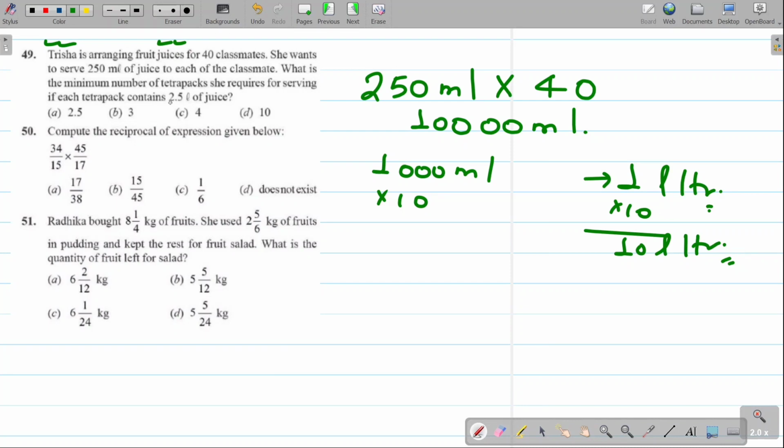So 1 tetra pack contains 2.5 liters of juice. So how many tetra packs would be required? So 10 divided by 2.5. This decimal will go in the numerator, 25 into 4. So 4 such tetra packs are required. I hope I made sense and you guys understood.